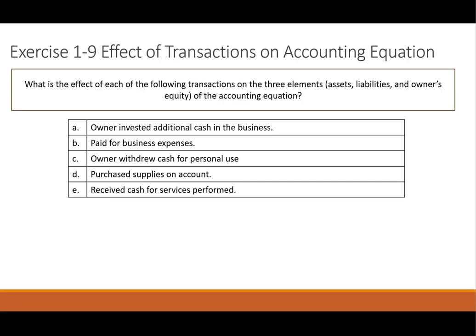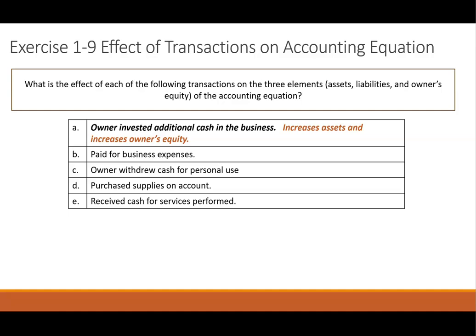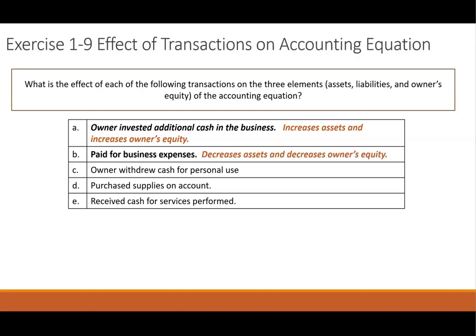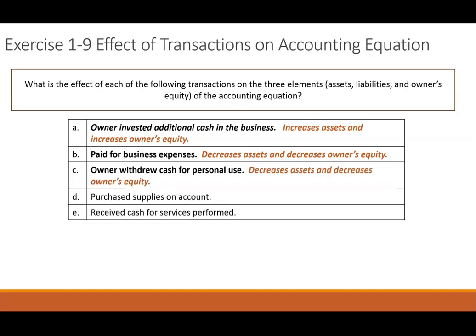So here's another exercise. What is the effect of each of the following transactions on the three elements? Remember, assets equal liabilities plus owner's equity. If the owner invested additional cash in the business, what's going to happen there? Won't assets increase because of the cash going up? And won't owner's equity increase because he's increasing his equity in the company? If he paid for business expenses, you use cash to pay for them. So cash decreases, which is an asset, and owner's equity decreases because expenses decrease owner's equity. If the owner withdrew cash for personal use, cash goes down, which is an asset, and with a drawing, owner's equity goes down because he took money out.